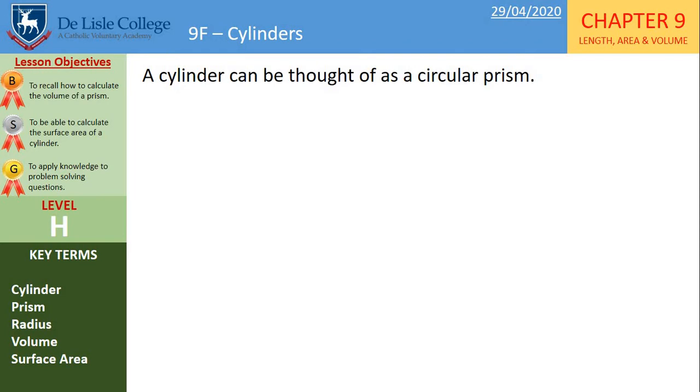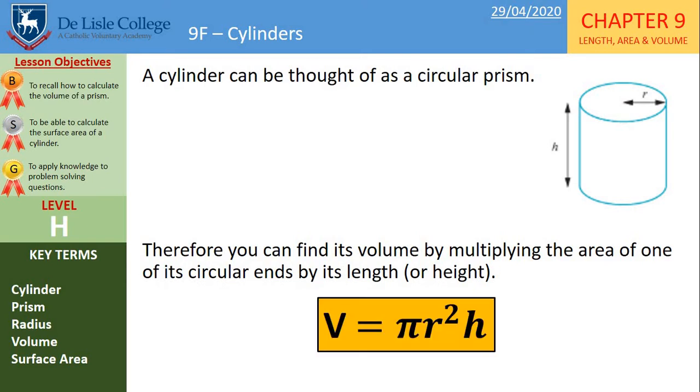So a cylinder can be thought of as a circular prism. We saw it last lesson on the prisms topic. So we saw that we would have to calculate the area of the face times by the length. Now usually with a cylinder, we draw them the other way around and call it the height. So this time we have a specific formula. So write this into your exercise books. V for volume, so volume of a cylinder, equals pi r squared h.